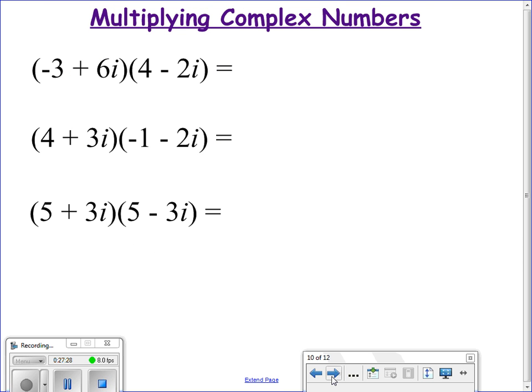All right, some more multiplying, distributing. So let's go nice and slow through this so we can make sure we don't miss anything. So as we're distributing, negative 3 times 4 is negative 12. Negative 3 times negative 2i. Good. Positive 6i. Negative 6 times 4. Did I say negative 6? 6i times 4. Sorry.